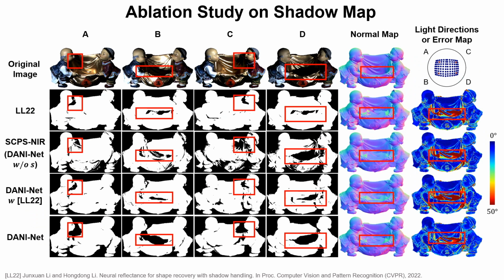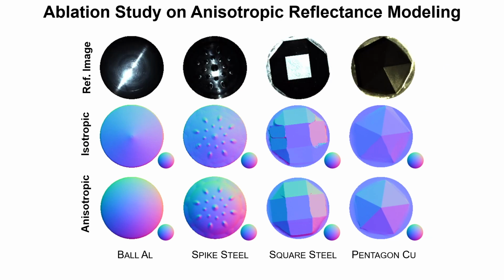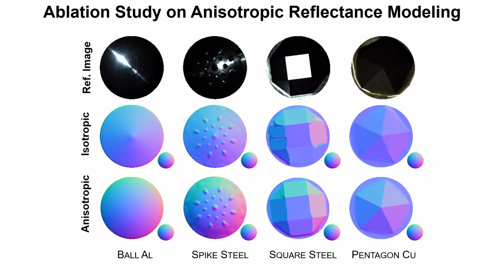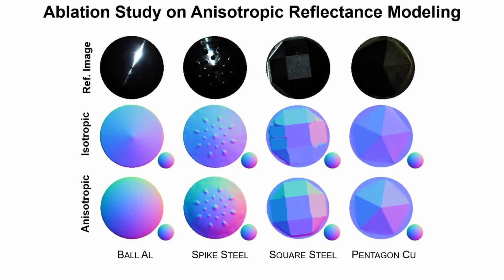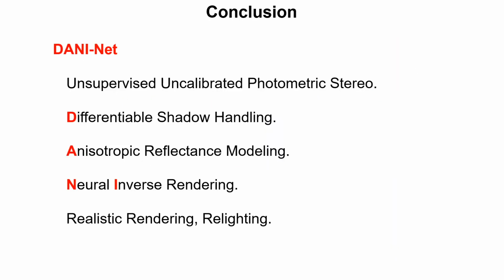The ability of DANI-Net to generate more accurate shadows than other methods is further validated by the qualitative comparisons on the shadow map. The importance of anisotropic reflectance modeling for DANI-Net to generate an accurate normal map is validated by qualitative comparison on the DiLiGenT 100 dataset. As a conclusion, DANI-Net addresses uncalibrated photometric stereo in an unsupervised manner. Thanks to shadow handling and anisotropic reflectance modeling, DANI-Net can address more general objects with complicated shadows and materials.